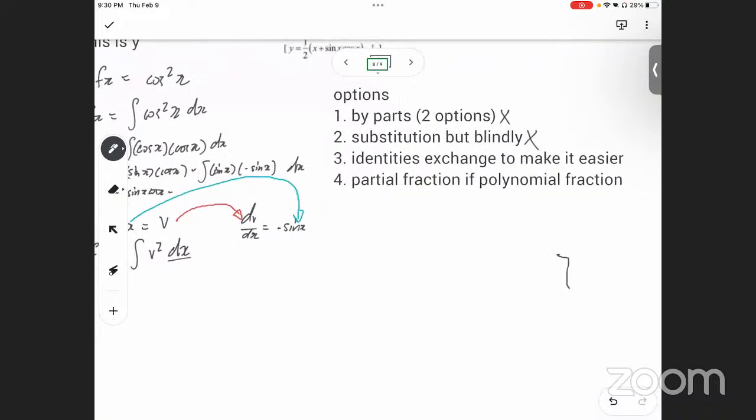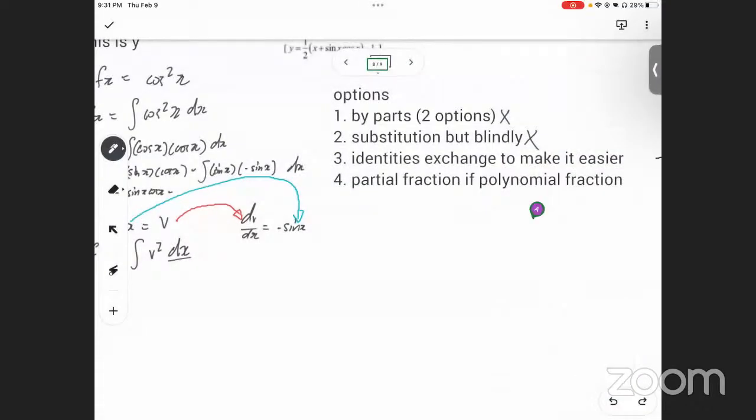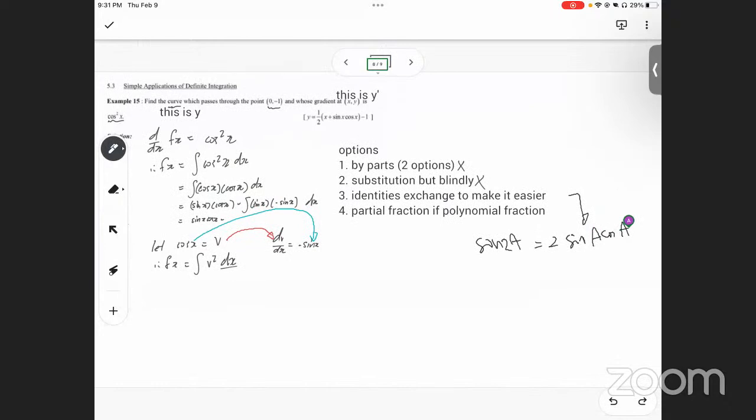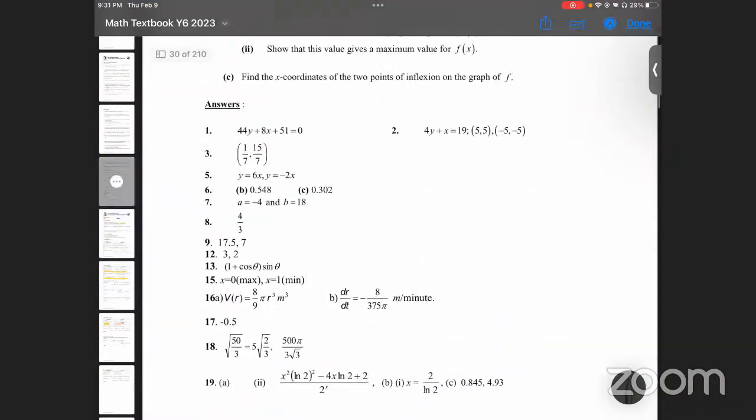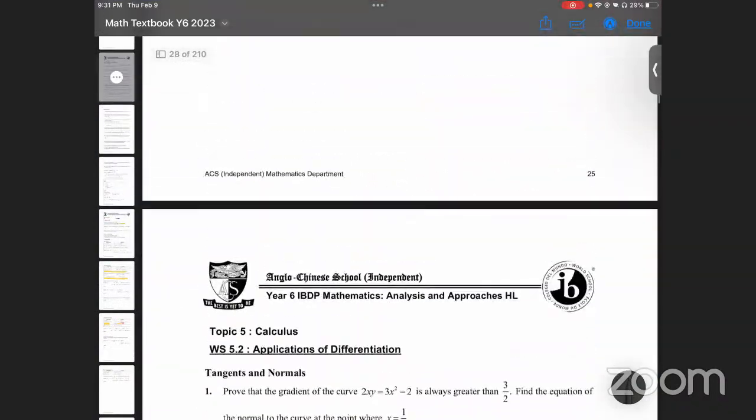Identities exchange. What is that? How are your identities for trigo? We need trigo here, not differentiation and integration. What do you mean by identities exchange? Oh dear. Right. There is this thing, for example, sine 2a equals 2 sine a cosine a. Not what you're using here, but for example. Ring any bell? Oh, the rules. You could call them the identities, just a fancier way to say it. Where are they? You should have them.